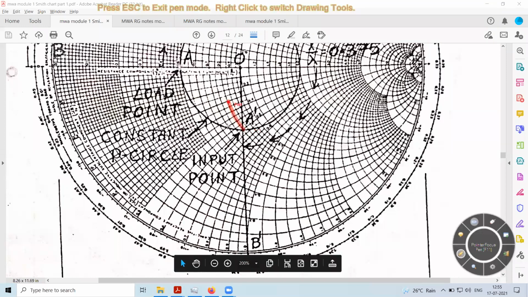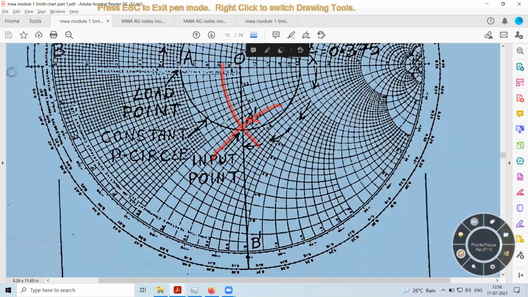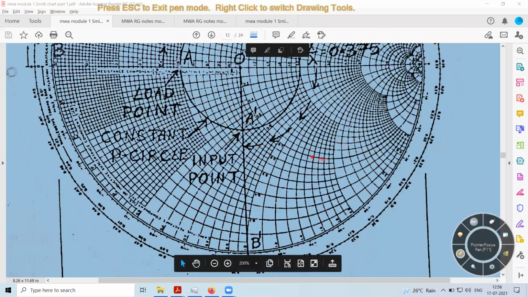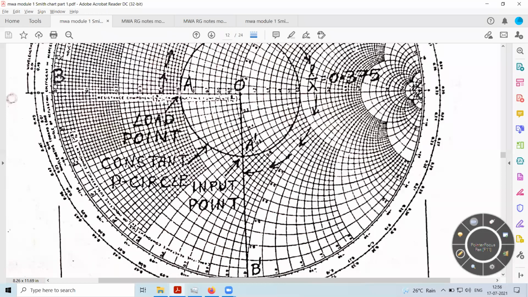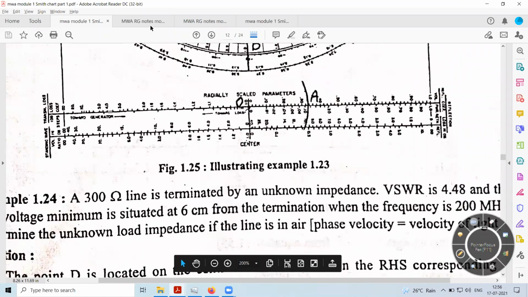So I have to read what the resistive circle value is, and what the reactance circle value is. That will give me the value. Since this point is located in the lower half, and we are using this chart as a Z chart, the reactance value will actually be negative. So in this region it is around 0.7 minus j 0.5. This is the value I am getting.